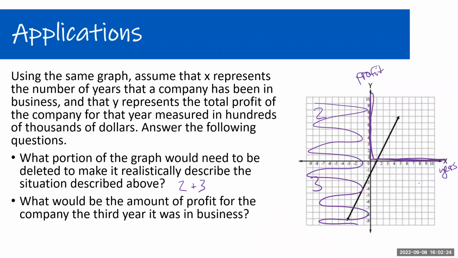Now, what would be the amount of profit for the company in the 3rd year it was in business? Well, we're going to go find year 3, which is right here, and we're going to go up. And we have this point right here. And we see that this is 3, 4, okay, which we had talked about on the last one. So that tells us that it's been 3 years in business. Tells us that it is associated with y equals 4. Well, remember that our profit is in hundreds of thousands. So that's going to tell us that our profit was $400,000.